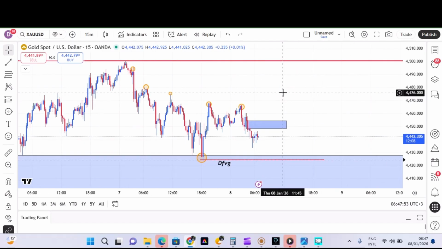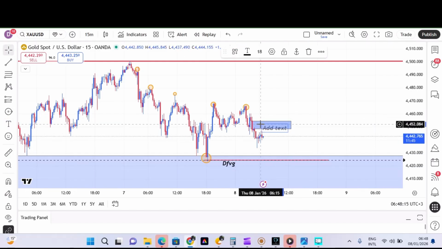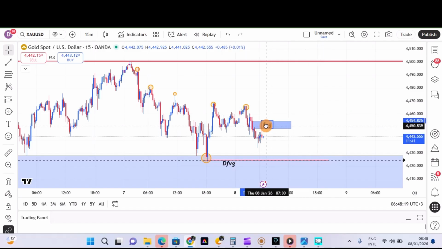But it's the best method to trade if you really like it. But everybody has their choice. Personally, my choice is gold. I want to master it very well. Let's mark this as FVG. 15 minutes.